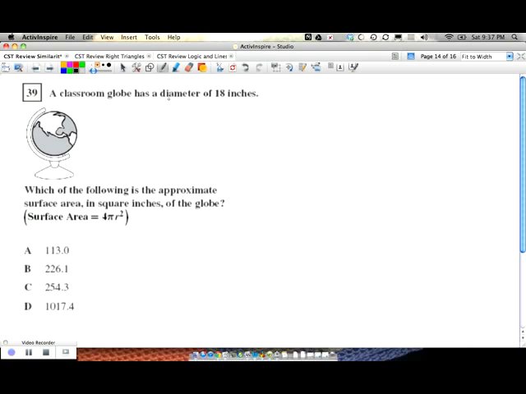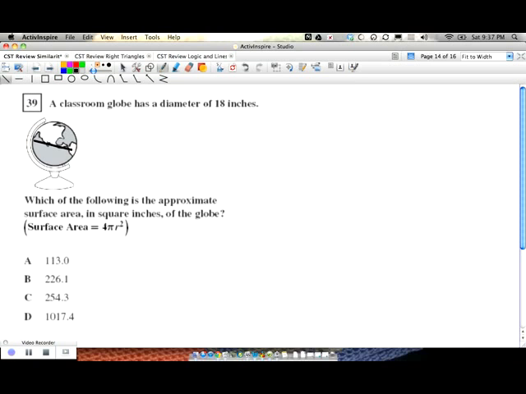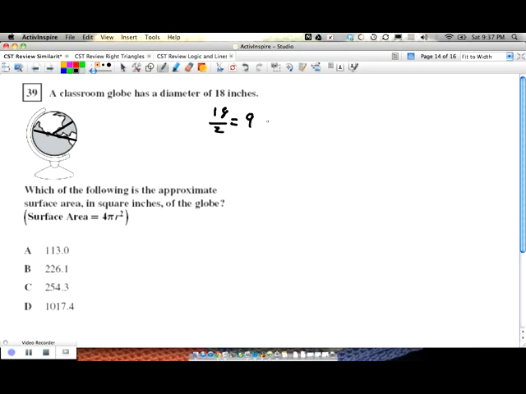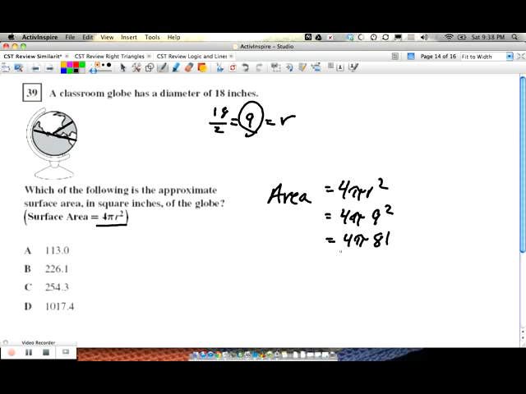We got a sphere, a classroom globe here. It says it has a diameter of 18 inches, but it seems like none of these equations actually use the diameter. They always seem to use the radius. So that radius, let's figure out how much that would be. The radius would be 18 divided by 2, which is 9. So that's our radius. And they're asking us to find the surface area, and they even give us the formula again. So the area of the surface is 4 pi r squared. And we just figured out that the radius was 9. So that's 4 times pi times 9 squared, which is 4 times pi times 81. 4 times 81 is going to be 324.